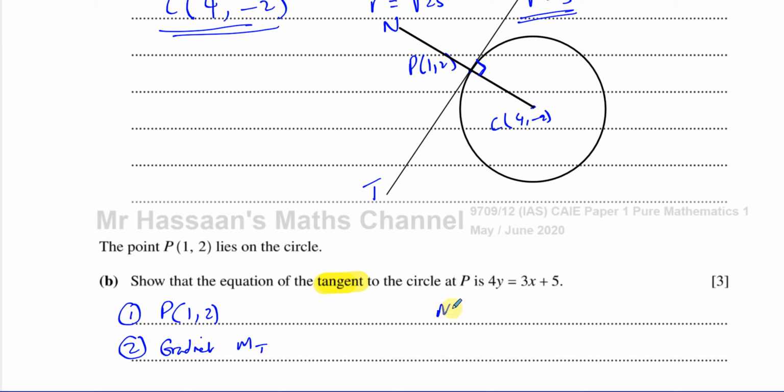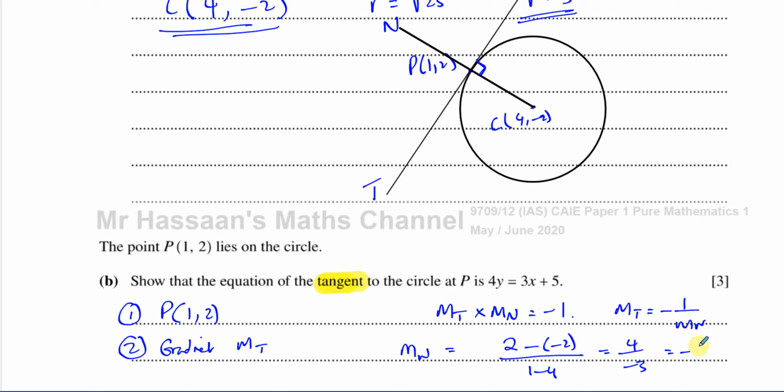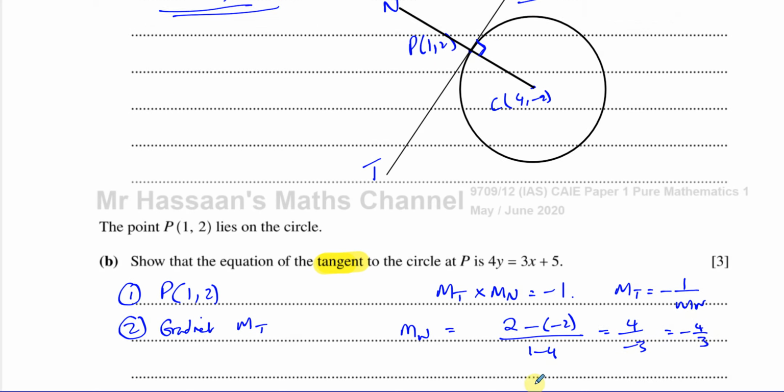And we know that the gradient of the tangent times the gradient of the normal is equal to -1. Or we can say the gradient of the tangent is equal to the negative reciprocal of the gradient of the normal. So we can find the gradient of the normal because we have 2 points on the normal. The gradient of the normal is given by y1 minus y2, which is 2 minus -2, over x1 minus x2, which is 1 minus 4. That gives 4 over -3, so -4/3 is the gradient of the normal.